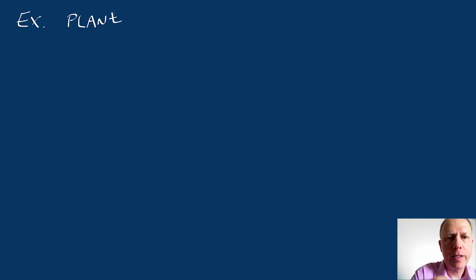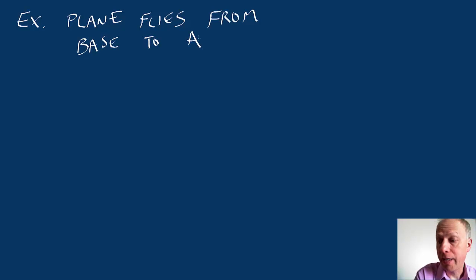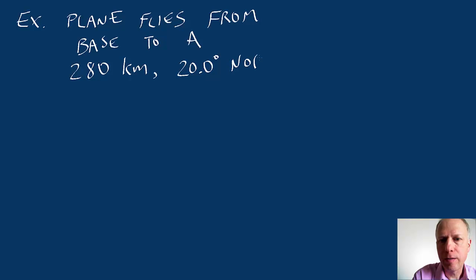Now I'd like to do a more elaborate example that shows you a lot of the things that we've just been discussing. So to summarize, the story of this example is there's an airplane that flies from a base to point A, and that flight is 280 kilometers in length, and the direction of the flight is 20 degrees north of east.